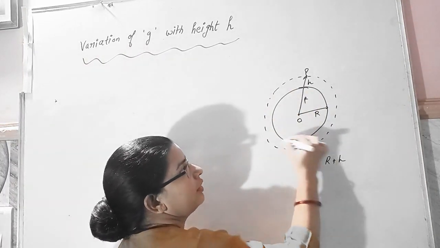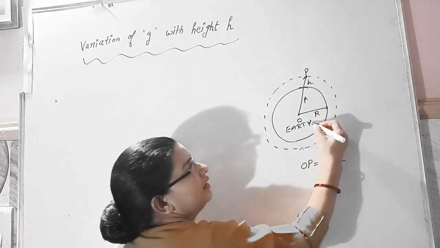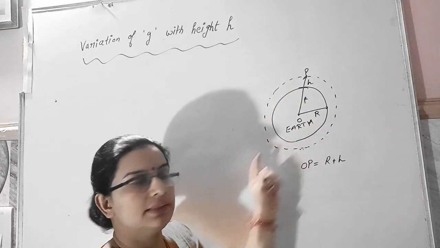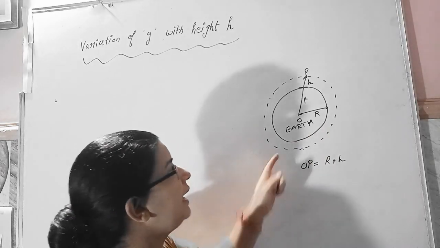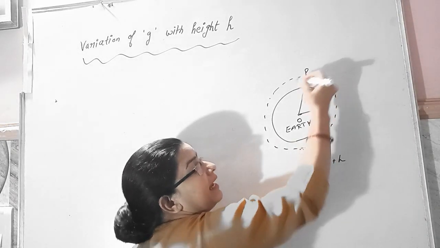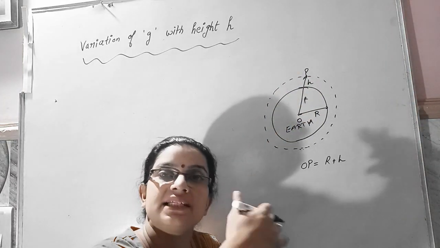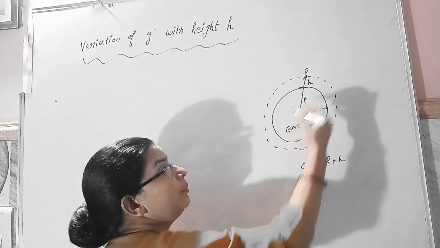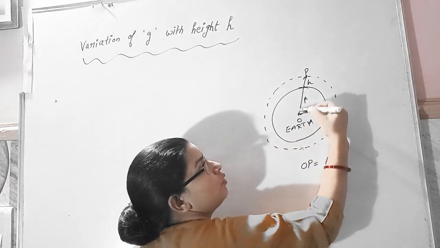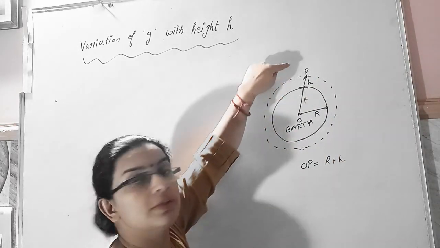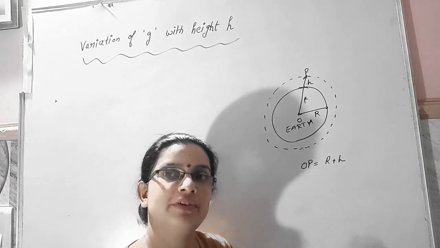So here I have just drawn a figure of Earth. We are having our Earth. The center of Earth is O. The radius of Earth is capital R, and we are going to find out the acceleration due to gravity at this point P. Here the point P is at height h from the surface of the Earth. So, beta ji, P is at height h from the surface of Earth. The total distance OP, that means from center of Earth to this point P, is equal to R plus h. Okay, so let's do further.